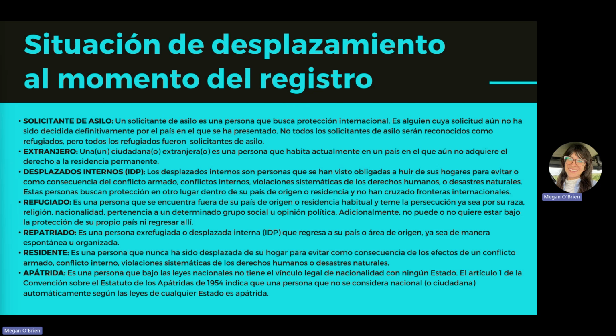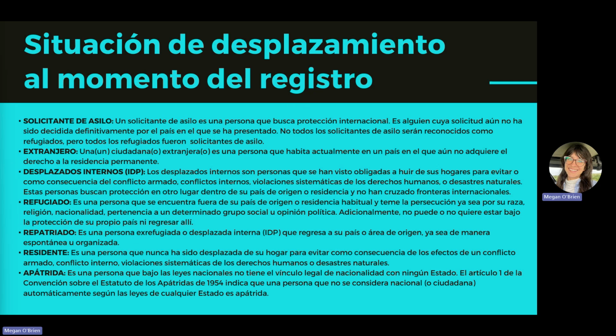Internally displaced persons, or IDPs, are people who have been forced to flee their homes as a result of or in order to avoid the effects of armed conflict, internal strife, systematic violations of human rights, or natural or man-made disasters, and who seek protection elsewhere within their country of origin or residence and have not yet crossed internationally recognized state borders.